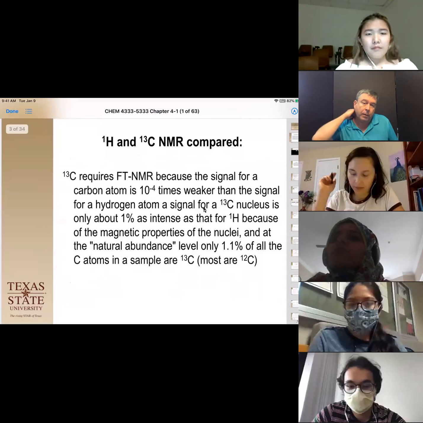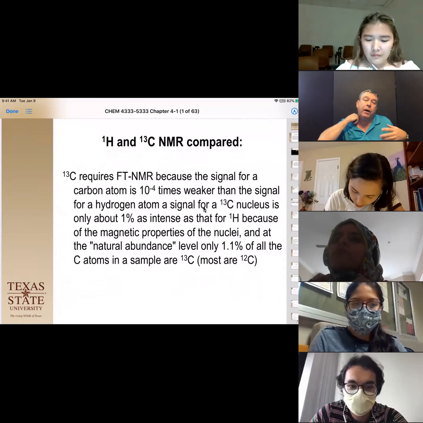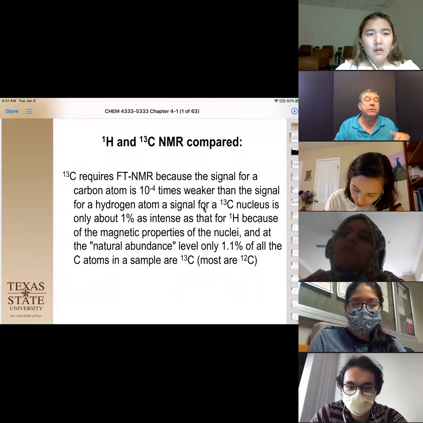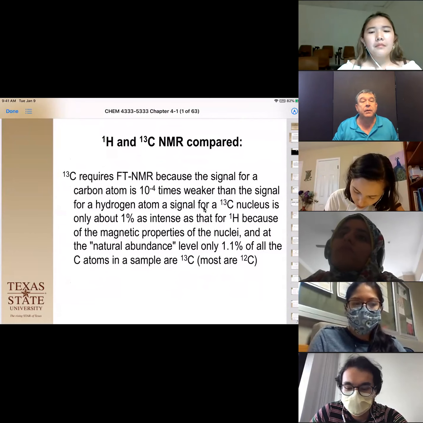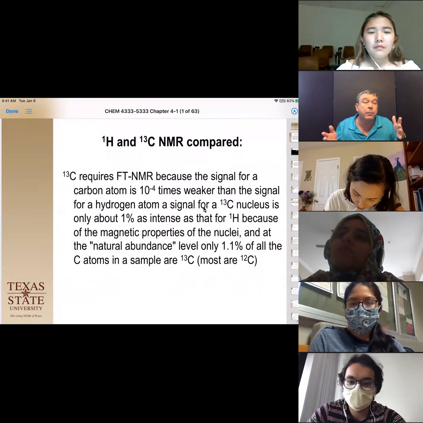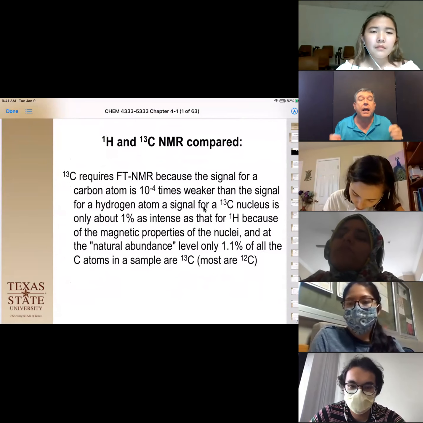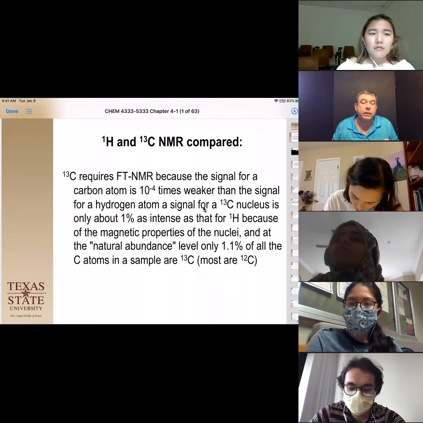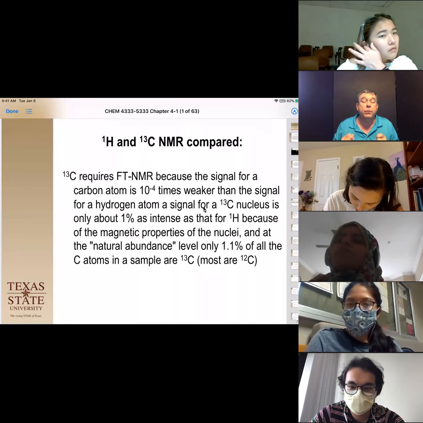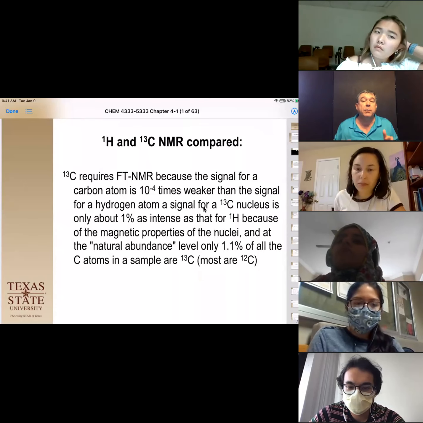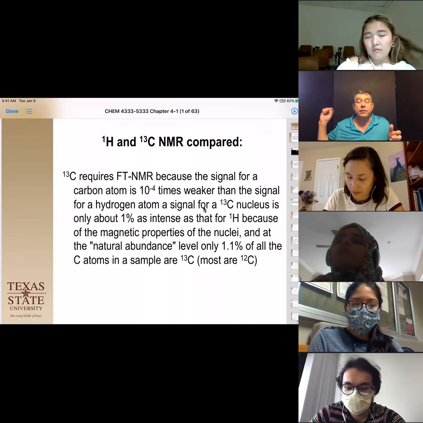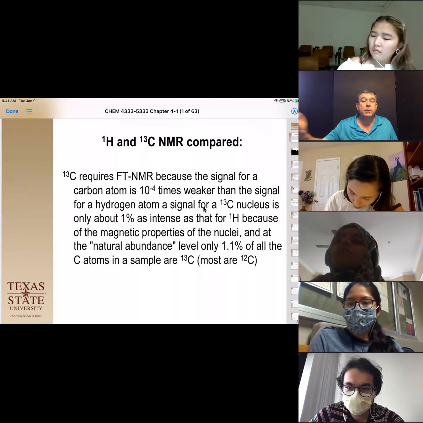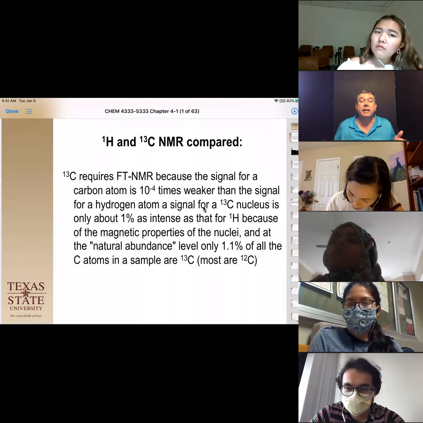Okay, so let's go back to carbon. Carbon-13 really requires a Fourier transform experiment, because we have such a low abundance of carbon-13. Carbon-13 is only about 1.1% naturally occurring. The other thing is it's about 1,000 times weaker in signal than hydrogen. So if we just took a single-pulse spectrum like you can with hydrogen, and you just ping and then wait for a signal, you get this noisy little background. You would not be able to tell any of the peaks.